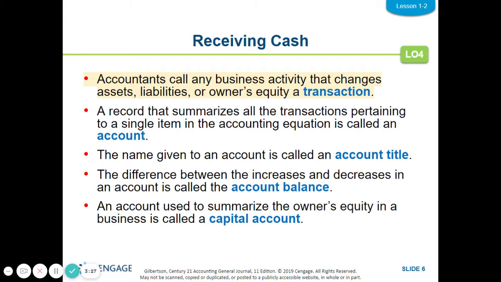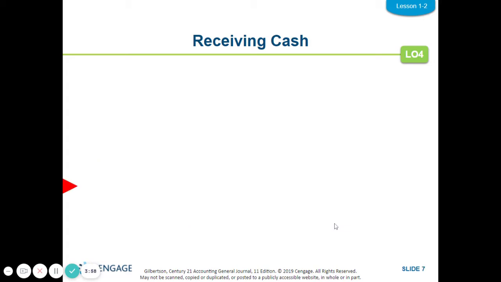So something that changes the accounting equation is called a transaction. And we're going to work with those here in a little while as we go through this lesson. An account is like an account that summarizes all the transactions that pertain to one single item. You give it an account title. The amount in that is called the account balance. And then the capital account is going to be an account that's going to summarize our owner's equity. So as we start working through these transactions, you'll see what those mean.